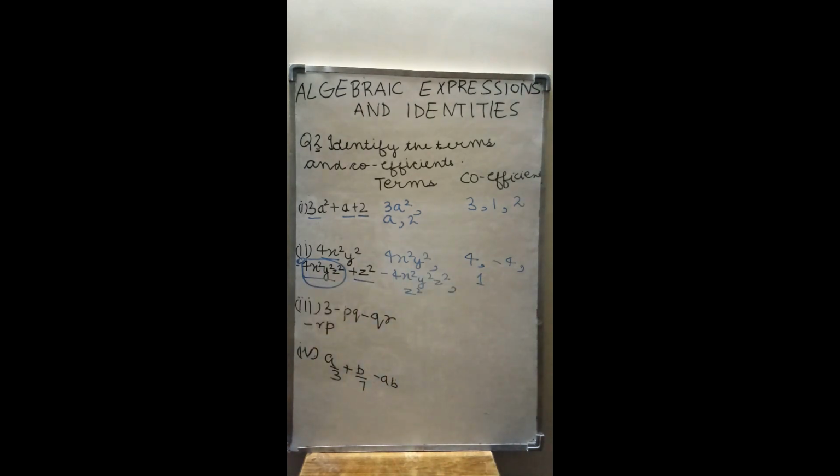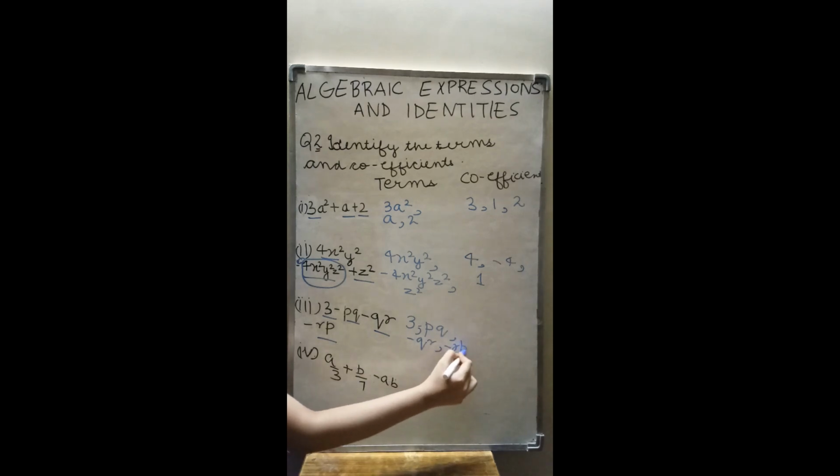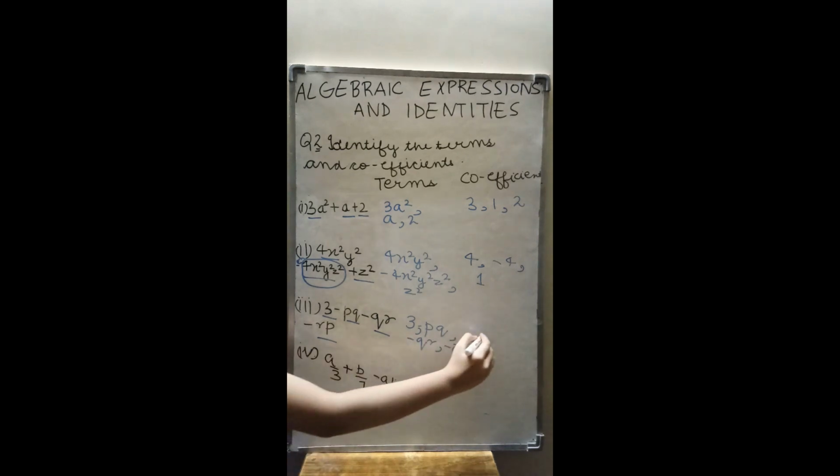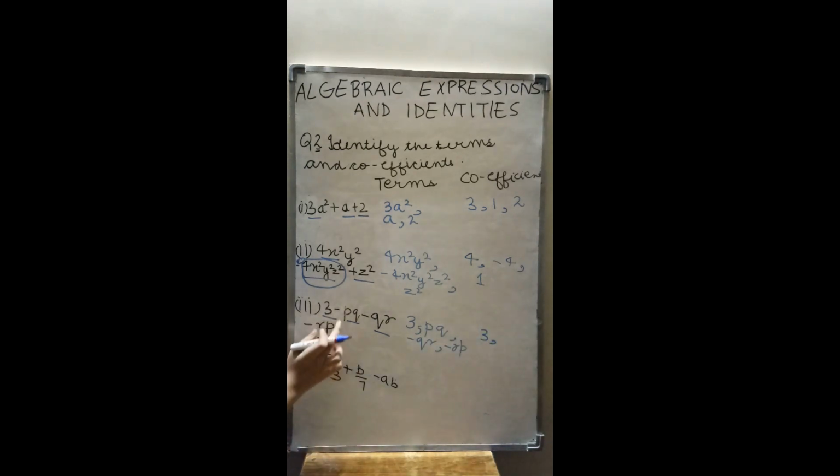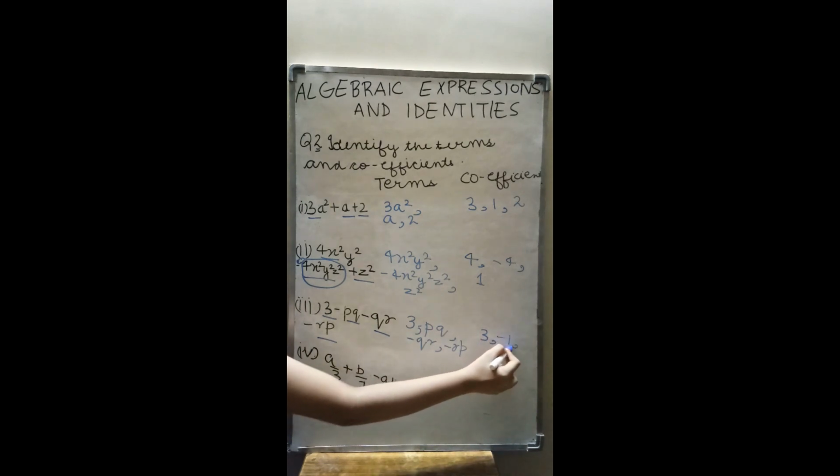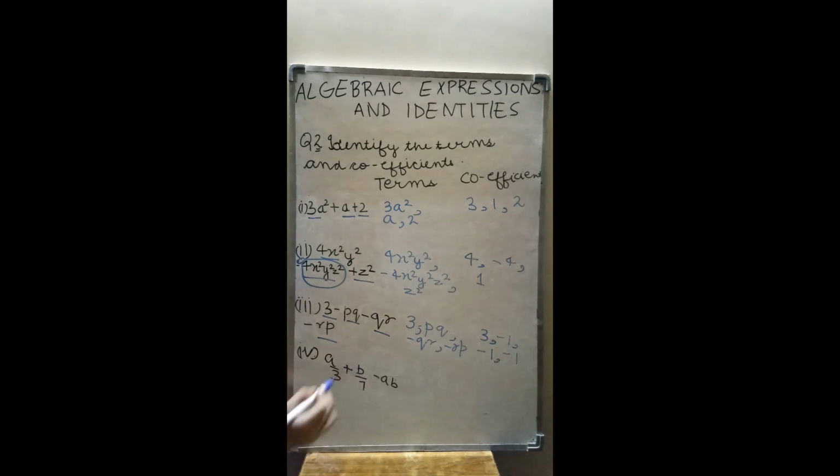Now let's move to the third part, that is 3 minus PQ minus QR minus RP. There are 4 terms in this expression: 1, 2, 3, 4. It means 3, comma, minus PQ, comma, minus QR, comma, minus RP. What will be the coefficients of the same? The coefficients will be 3, comma, minus 1, comma, minus 1 and minus 1.